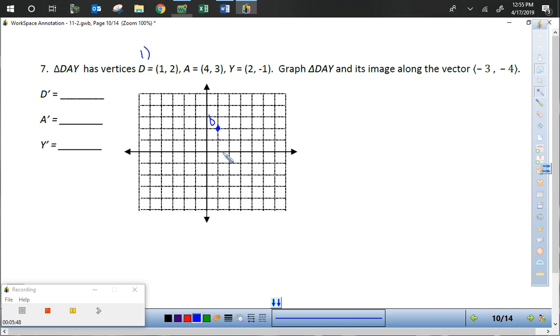Okay, less points on your graph is going to make it easier to find out where they go. Next one is 4 to the right and 3 up. That gets an A on it. And lastly, we go 2 to the right, down 1 for our Y. Go ahead and connect those 3 points with your straightedge, and then highlight it in your first color.